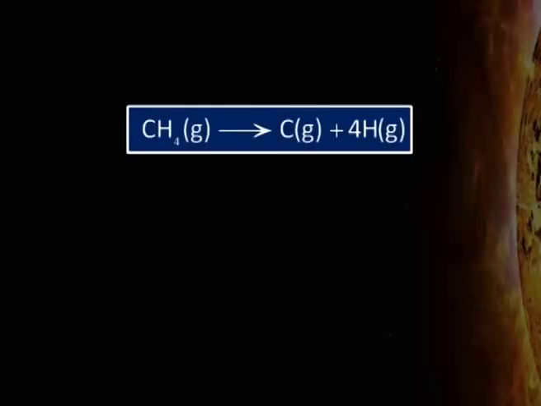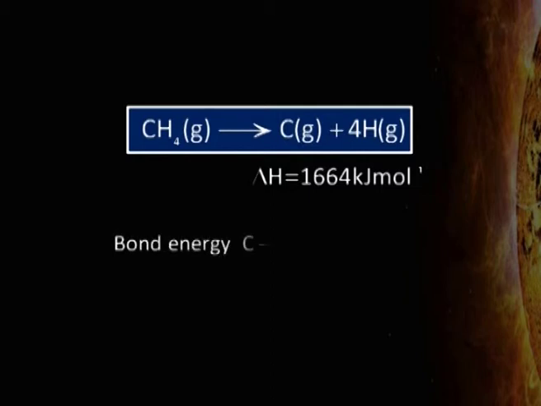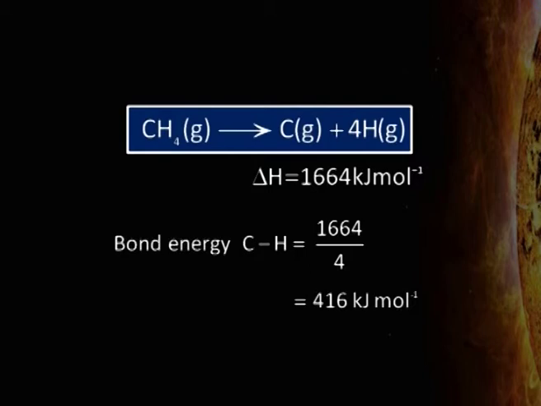Similarly, the bond energy of the carbon-hydrogen bond in methane is equal to 1/4 of the bond dissociation energy of CH4. For example, gaseous CH4 will dissociate into gaseous carbon plus 4 gaseous hydrogen, and delta H for this reaction is equal to 1664 kilojoules per mole. Now, the bond energy for the carbon-hydrogen bond will be equal to 1/4 of the bond dissociation energy of methane, which is 1664 divided by 4, equal to 416 kilojoules per mole.